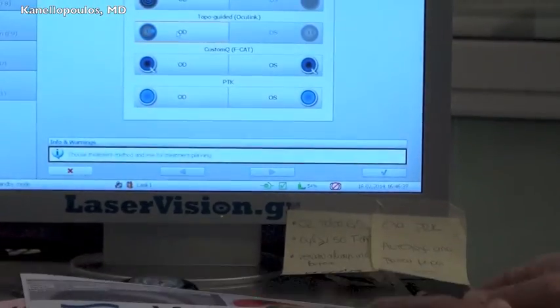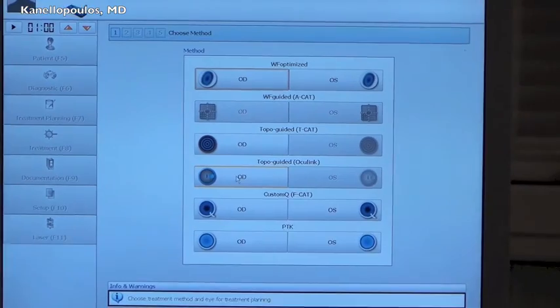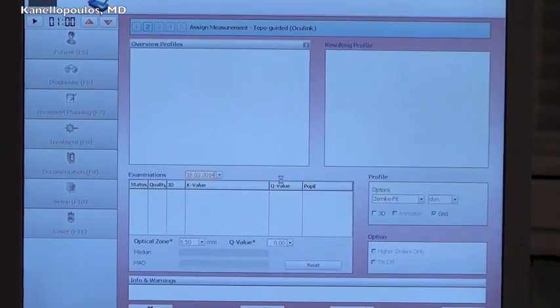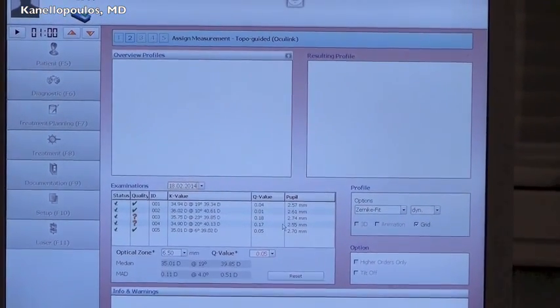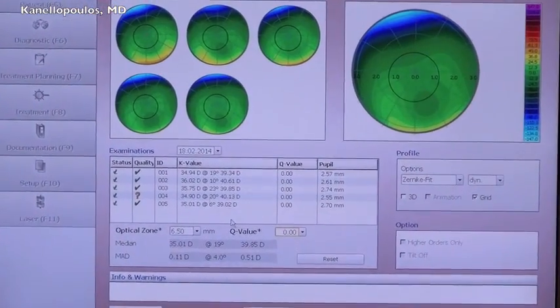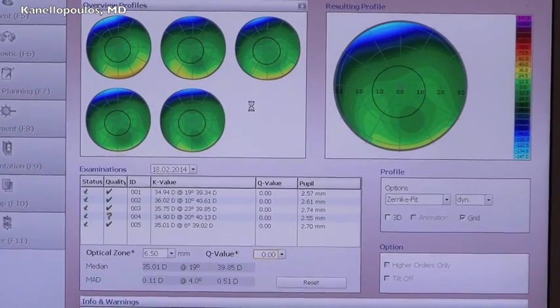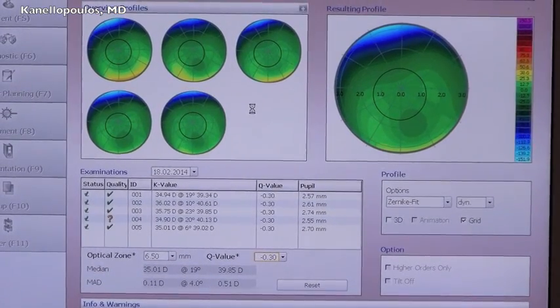So let's have Vaso shoot in the pentacams, and we'll have Dr. Waring do us the honor here. Now here, this is not a keratoconus cornea, so we might go Q value minus half. It's a very regular cornea, but we want to get some accuracy.